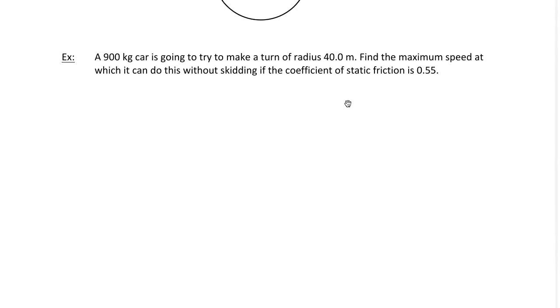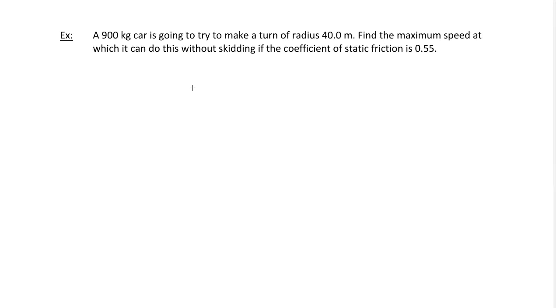Let's do one example problem to finish. We have a 900 kilogram car trying to make a turn of radius 40 meters. We're asked to find the maximum speed at which it can do that without skidding if the coefficient of static friction is 0.55. Now the first thing you might ask is, why are we interested in static friction if we're talking about something moving? And that's because the tires are not actually sliding with respect to the ground. The bottom of the tire is momentarily stationary with respect to the ground if it's rolling without slipping, and so we need to think about static friction.